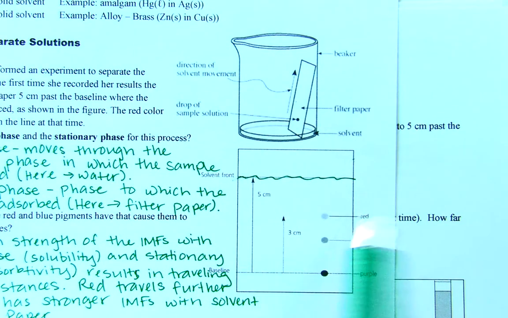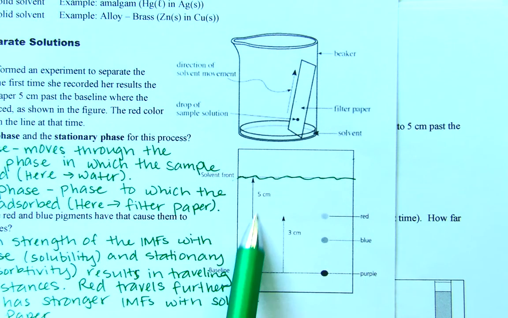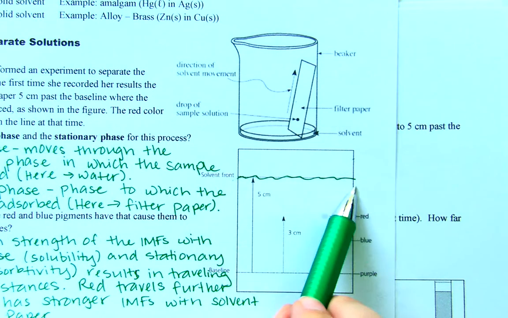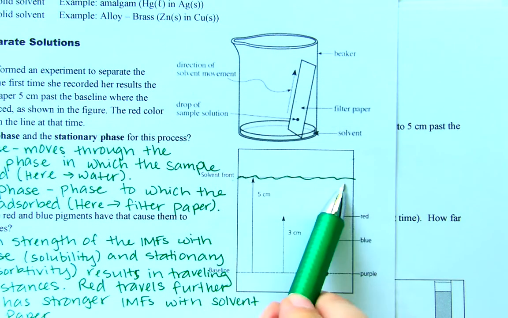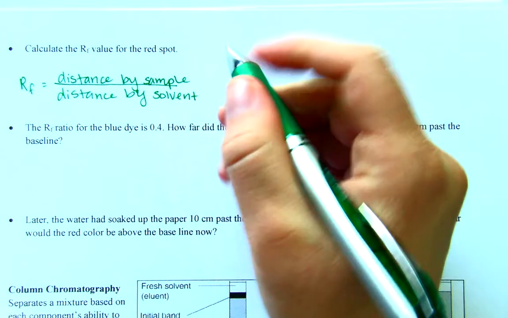The sample traveled 3 centimeters, but overall, all the liquid, all the solvent, went up 5 centimeters. And you can see a wet line at that solvent front.